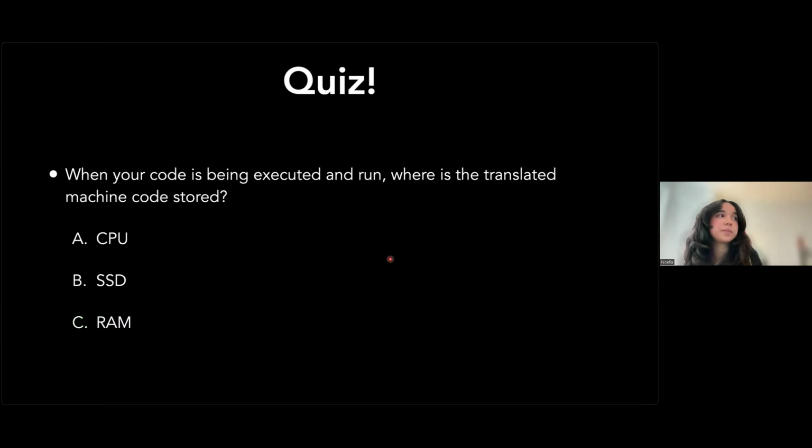Now the next question is, when your code is being executed and run, where is the translated machine code stored? Is it stored in the CPU, the SSD, or the RAM?